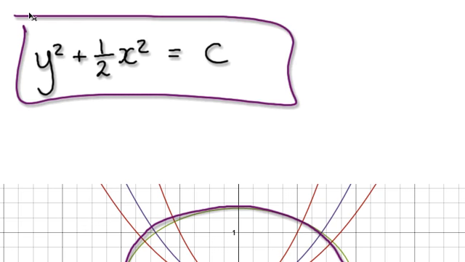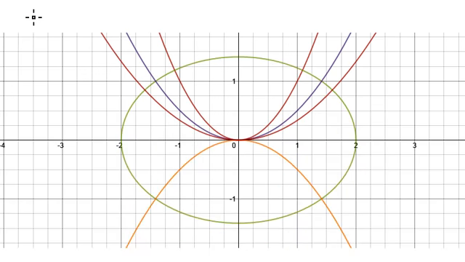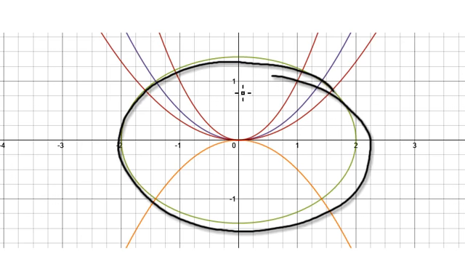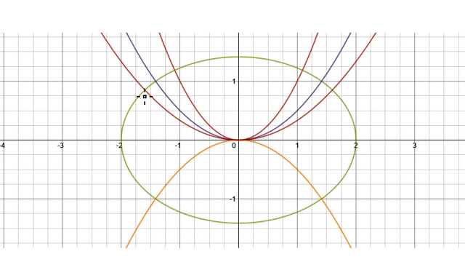Okay, so if you look at this here, it's always perpendicular to all the members of the y equals a x squared family. Okay, so if you look at this here, it is 90 degrees. This here is 90 degrees. This is 90 degrees. This is 90 degrees, and so on. 90 degrees here, 90 degrees here, and so on. So here we've created an equation for a curve that is always perpendicular to all the members of the y equals a x squared family.